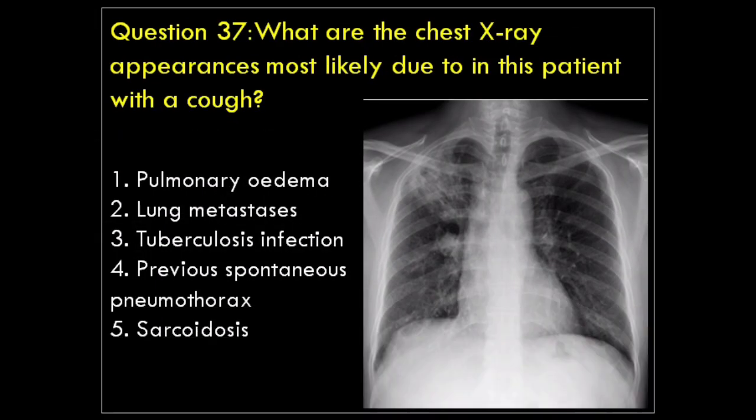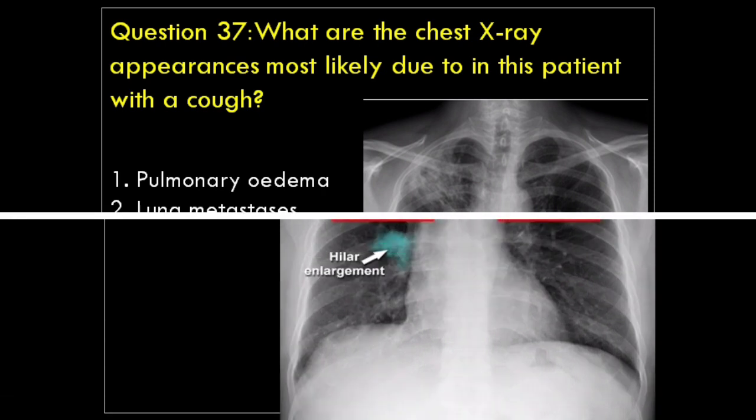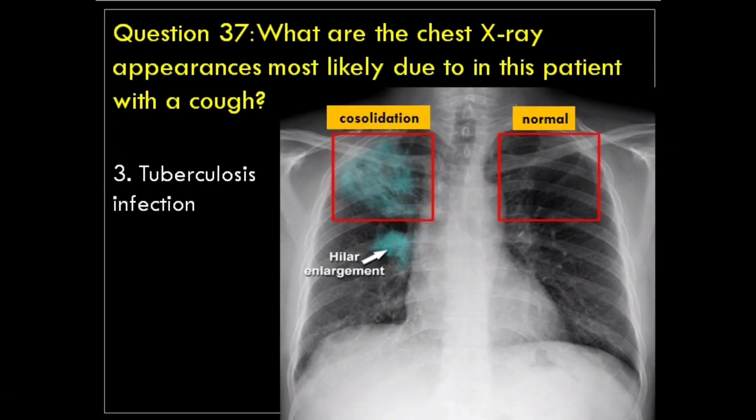Question 37: What are the chest X-ray appearances most likely due to in this patient with a cough? 1. Pulmonary edema. 2. Lung metastases. 3. Tuberculosis infection. 4. Previous spontaneous pneumothorax. 5. Sarcoidosis. The correct answer is, tuberculosis infection.